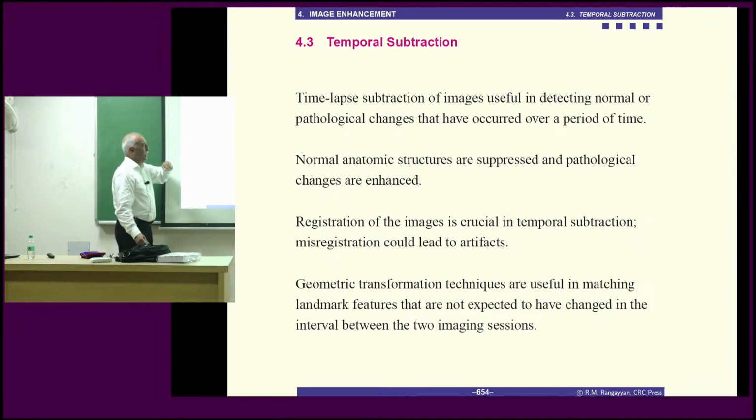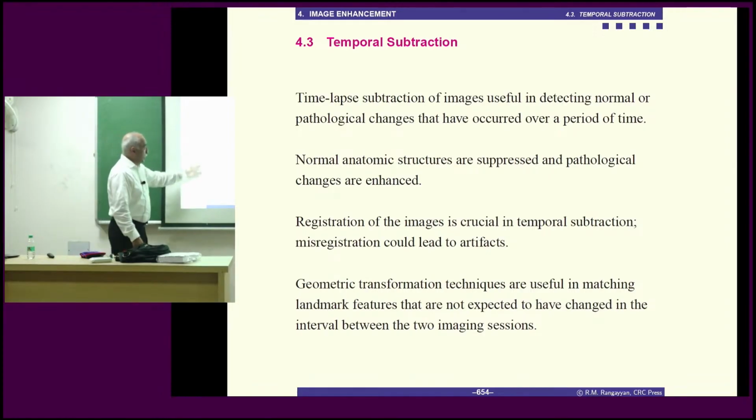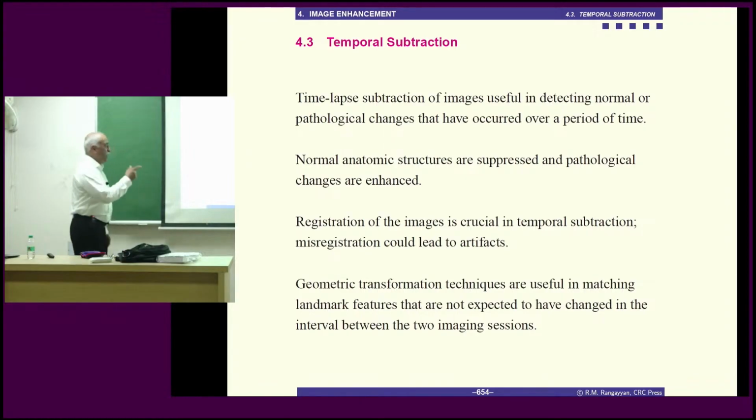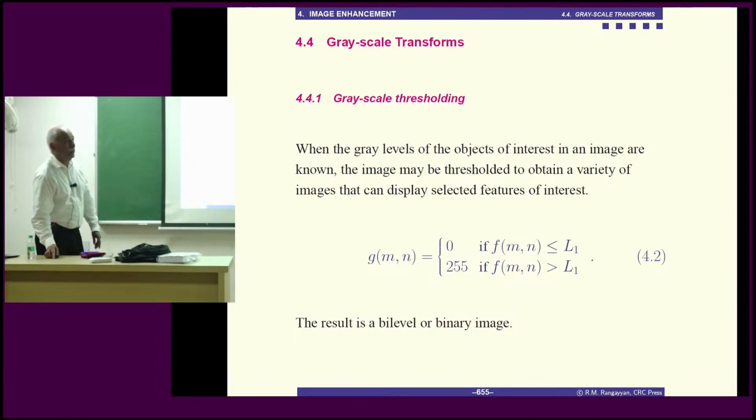Registration is crucial in temporal subtraction. Otherwise, you get artifacts. You saw in the digital subtraction angiography, even within a few seconds, the pulsatile movement of the vessels will cause artifacts. Geometric transformation techniques are useful in matching landmark features, but you need landmarks for registration. So you require detection of those landmarks. That itself is a big issue. So those are some other topics to consider.